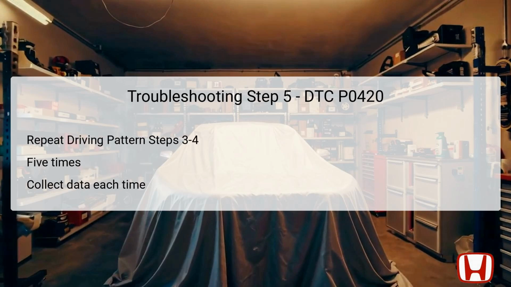As the fifth troubleshooting step, technicians must repeat the driving pattern established in steps 3 and 4, completing this cycle 5 times. This repetition is key to strengthening the diagnostic results, as any intermittent faults may become more evident through increased data collection. Each cycle contributes vital information about how the vehicle systems perform under the same conditions. This step also allows the PCM to better establish an understanding of the catalytic converter's reliability.